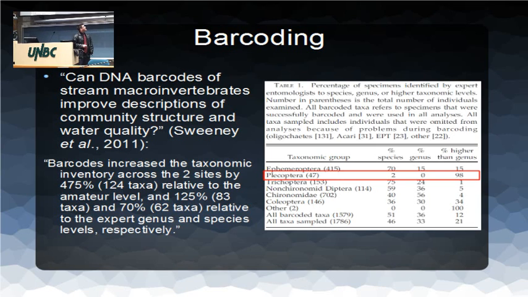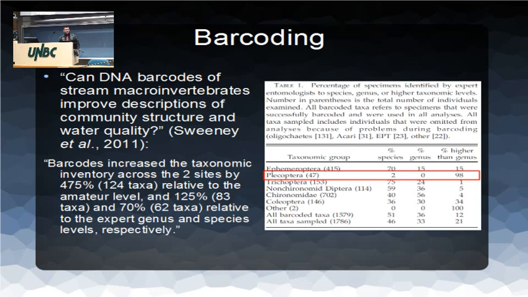This was a paper I stumbled across when I started this research, from 2011. Great paper, had a lot of really important conclusions, found that DNA barcodes do increase the number of taxa. As you can see here, it increased the taxonomic inventory by 475% over an amateur sitting there and classifying these things out. So compared to me identifying these by morphology, they'd find almost 5 times as many different species.